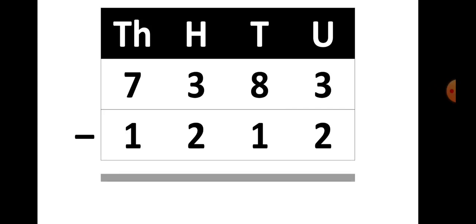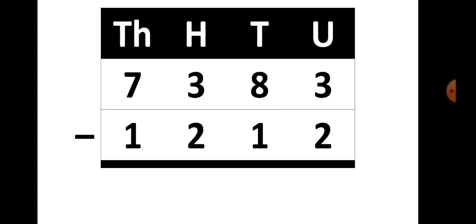Let us subtract the number 7383 minus 1212. So 3 minus 2 is 1. 8 minus 1 is 7. 3 minus 2 is 1 and 7 minus 1 is 6.